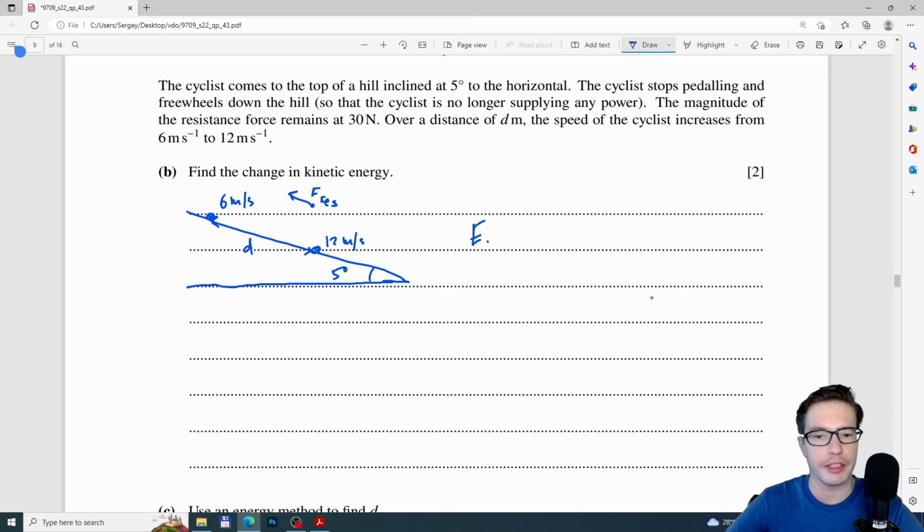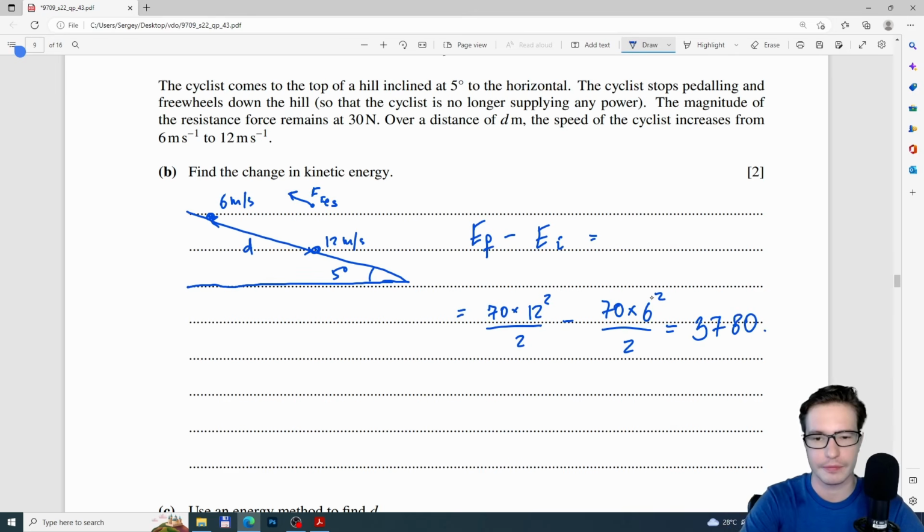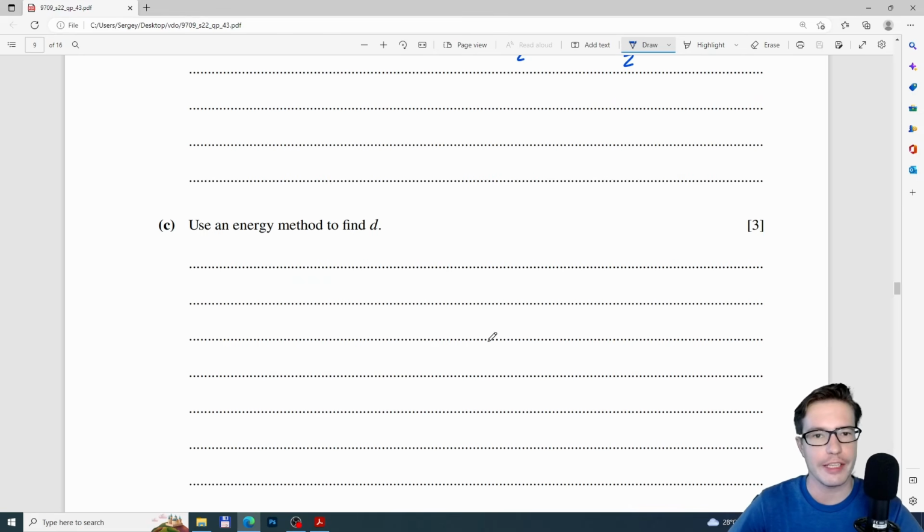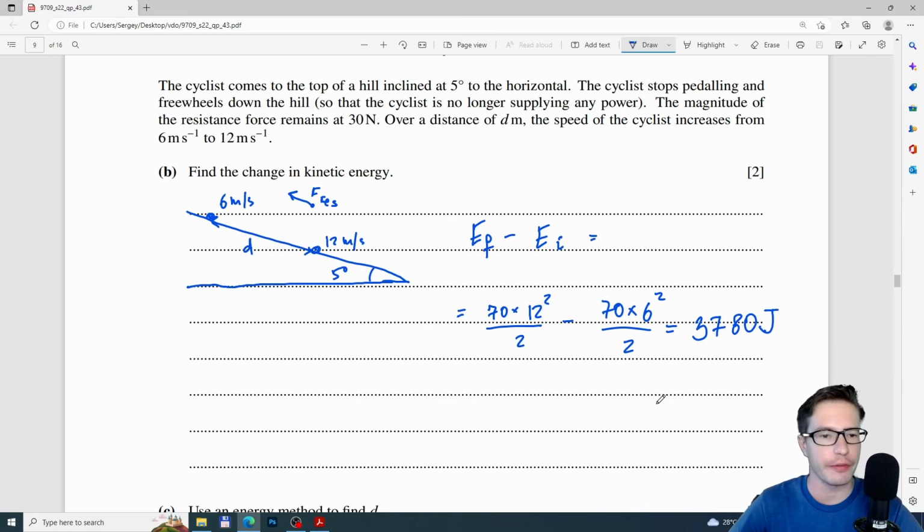So that's going to be kinetic energy final minus initial. So mv squared over 2, m is 70, the final speed is 12, minus 70 times the initial speed 6 squared over 2. That will be equal to 3,780 joules.